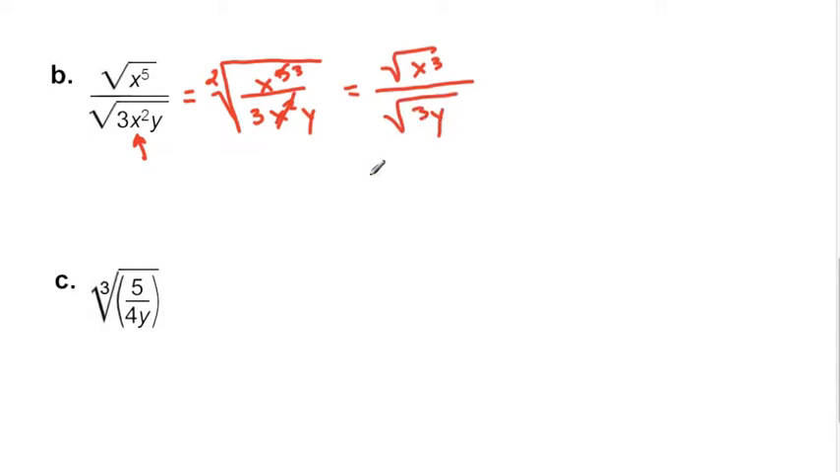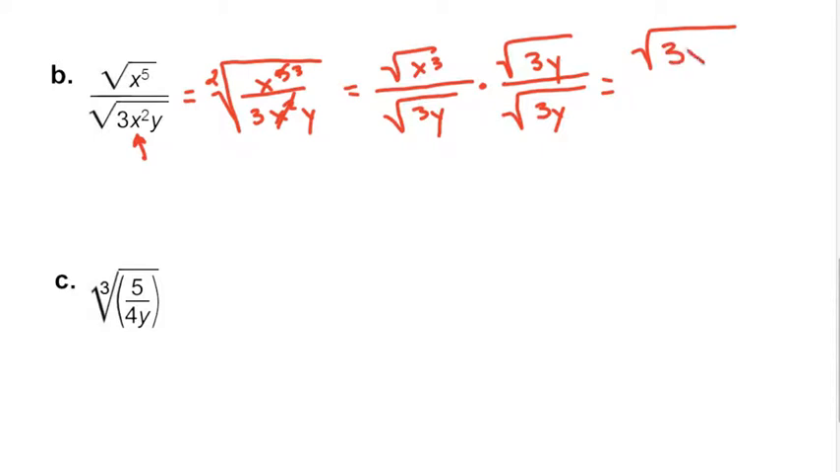3y is prime. There's nothing else I can do with that. So I'm going to multiply it by the square root of 3y. And what I did to the bottom, I have to do to the top. So now in the numerator, we have 3x cubed y, square root of 3x cubed y, all over 3y.